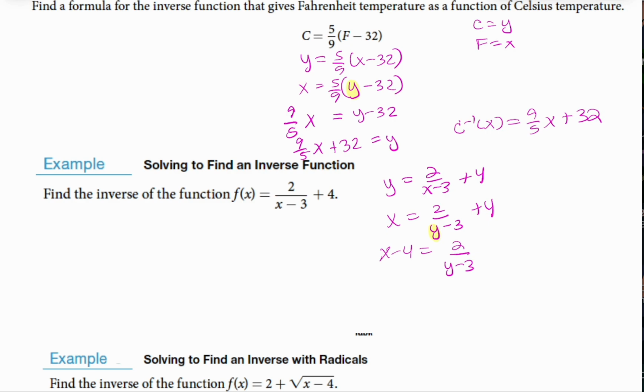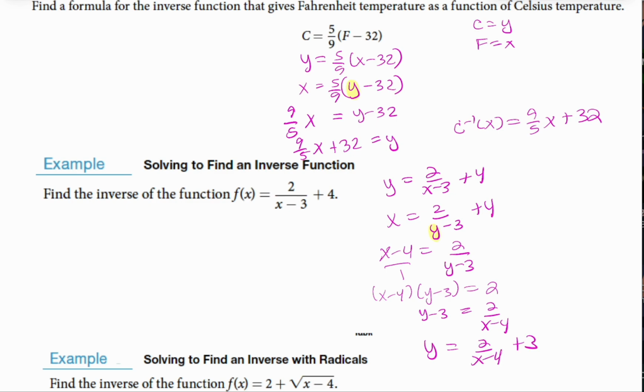Now, what I would do if one side is a fraction, one side is not a fraction, put it over 1, and then let's cross multiply. So we would get x minus 4 times y minus 3 equals 2. Now, if you distribute in the x minus 4, it's not going to help a whole heck of a lot. So just divide that quantity off and add 3 to both sides.